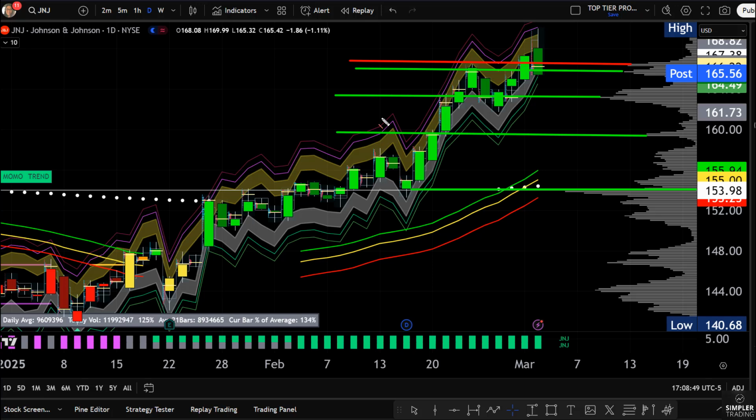These are all what I call volume ledges. And of course, this here is the point of control. So this is the most, and these are, sequentially, the next highest levels of attention, participation, size in Johnson & Johnson. When we bought Johnson & Johnson, we bought it on a dip. And the whole idea is for a green candle to enter this gray zone. That is a volatility zone of support.